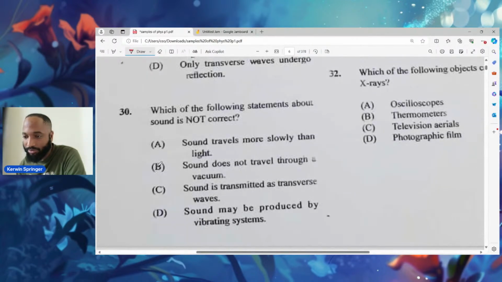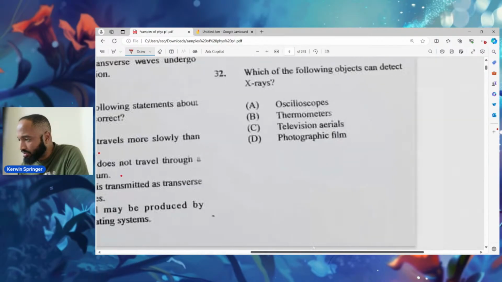Which of the following statements about sound is not correct? Sound travels more slowly than light. That's true. Sound does not travel through a vacuum. True. Sound is transmitted as a transverse wave. That's not true. Sound may be produced by vibrating systems. That is also true.